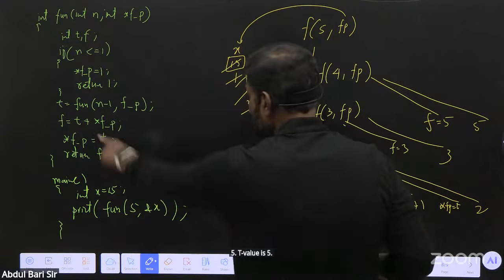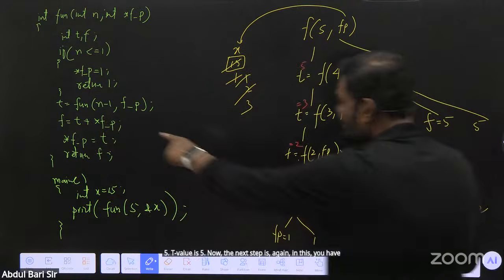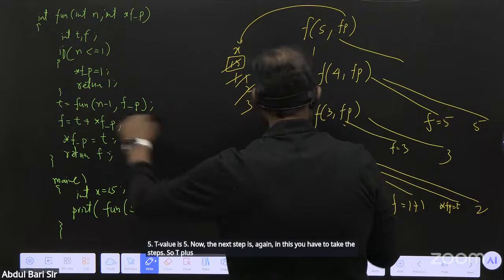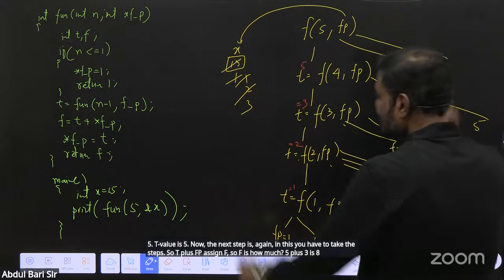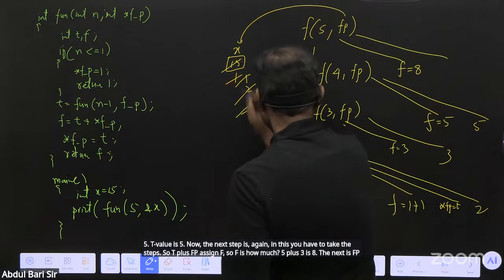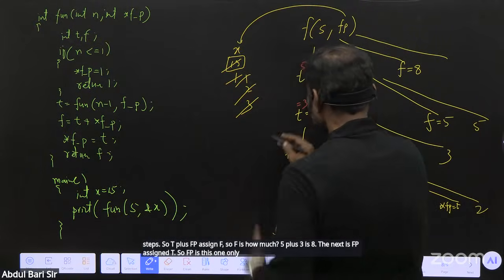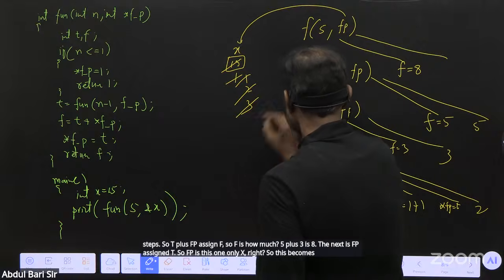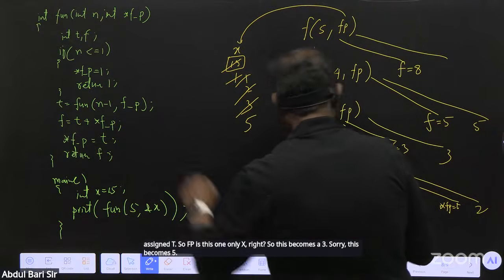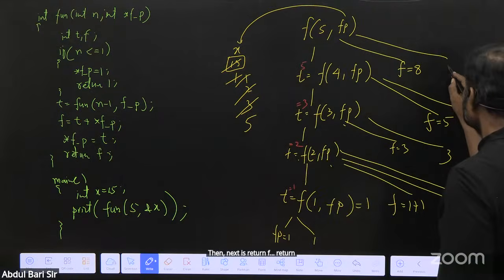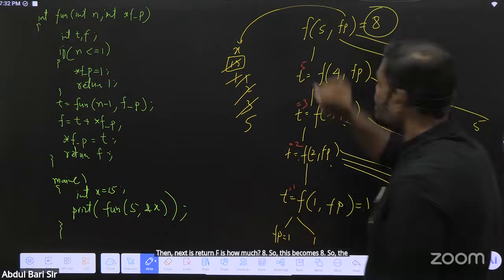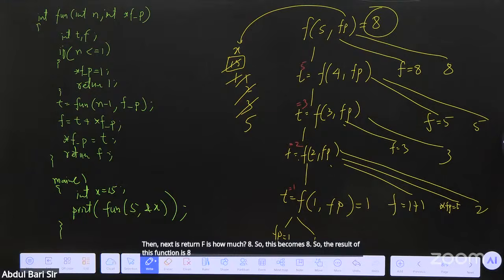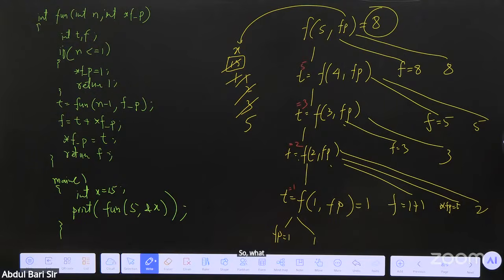Now the next step is again, in this you have to take the steps. So T plus FP assign F. So F is how much? 5 plus 3 is 8. The next is FP assign T. So FP is this one only, right? So this becomes 3. Sorry, this becomes 5. Then next is return F. Return F is how much? 8. So this becomes 8. So the result of this function is 8. This is the answer.